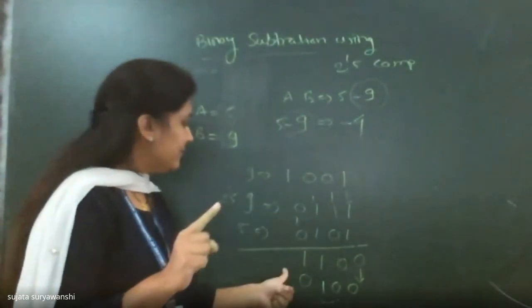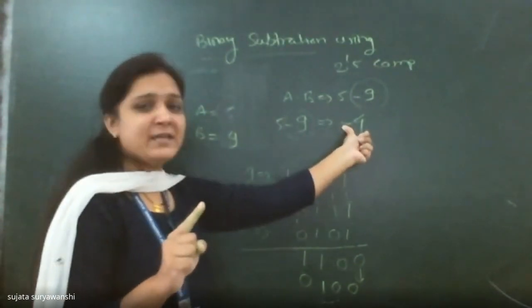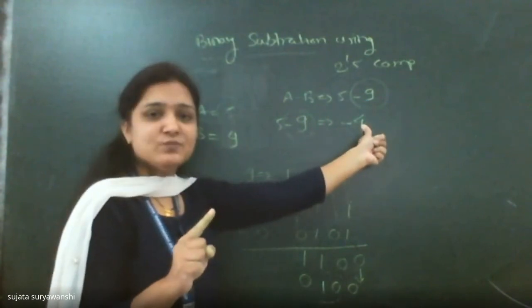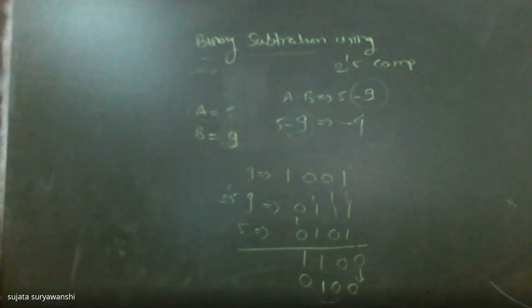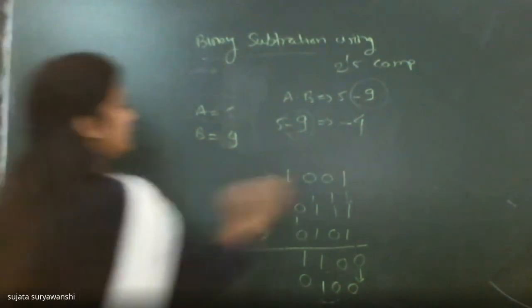I get the negative sign and the magnitude is 4. That's why this is my final result. Understood, everyone? We can take one more example here.